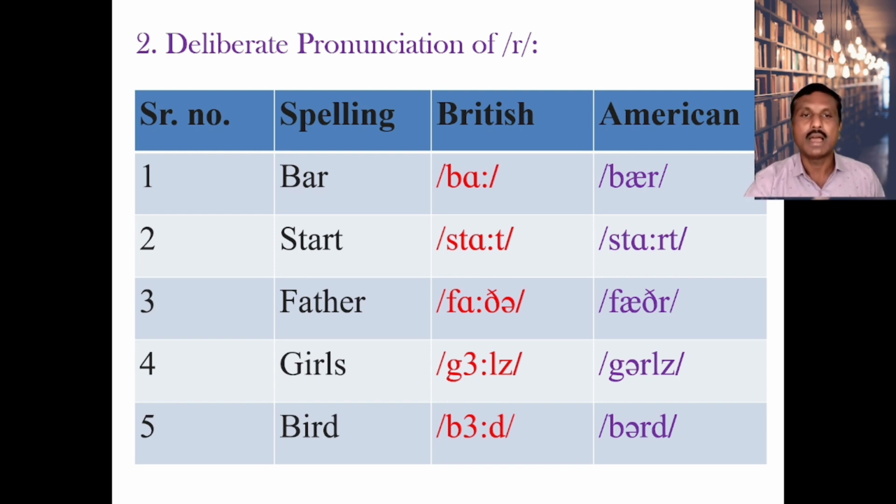Next is the pronunciation of the R sound. In many cases, British tend to omit the pronunciation of the R sound, unless it is followed by a vowel sound, or it appears initially in a sentence or immediately after or before a consonant. Otherwise, the R sound is totally silent in British English. In American English, the case is different. It is not like that. You can understand this difference with the help of a few examples given here.